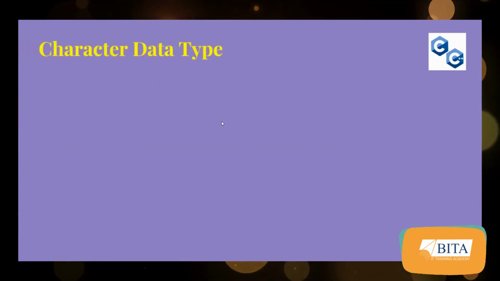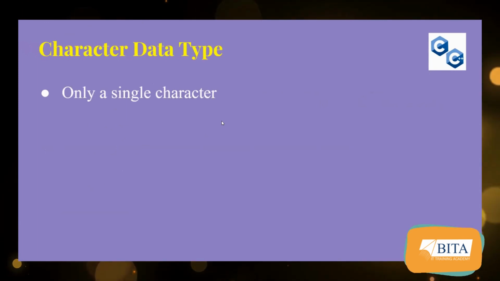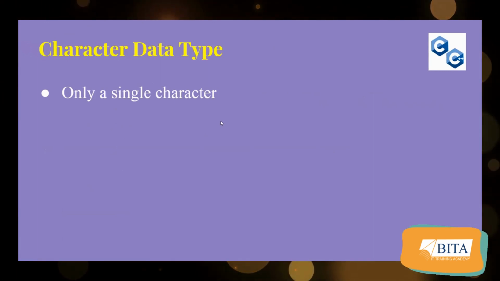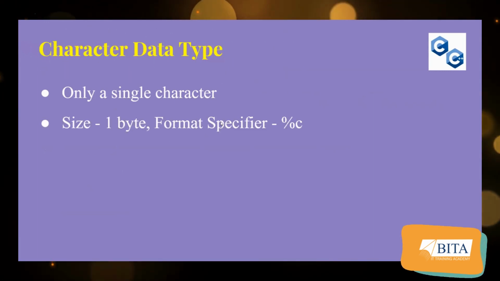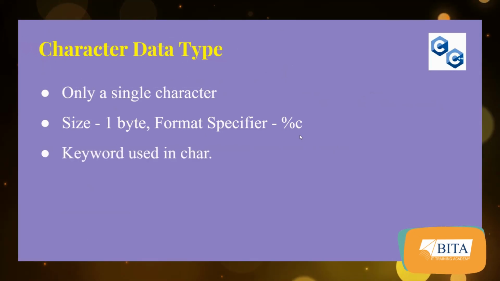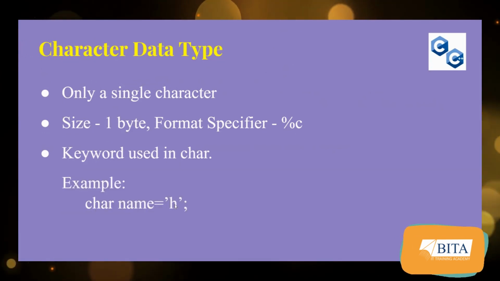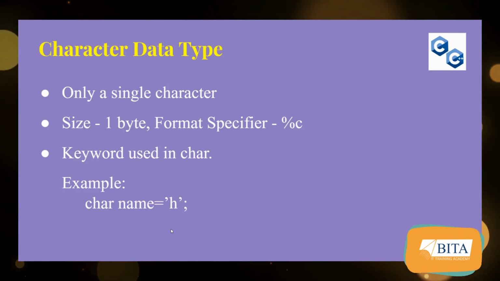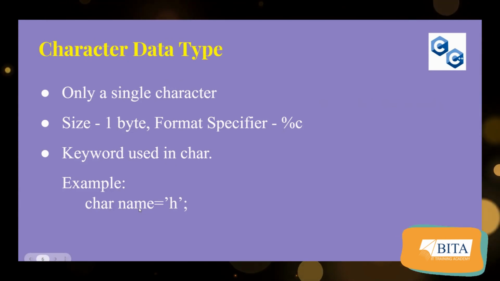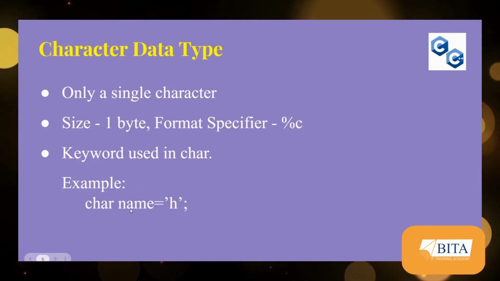Next we'll see the character data type. The character data type is a very basic data type available in the C language, and it can only store one single character. The size is 1 byte, the format specifier is %c, and char is the keyword. Here, h is the character value and name is the character variable, so the value h is assigned to the character variable name.